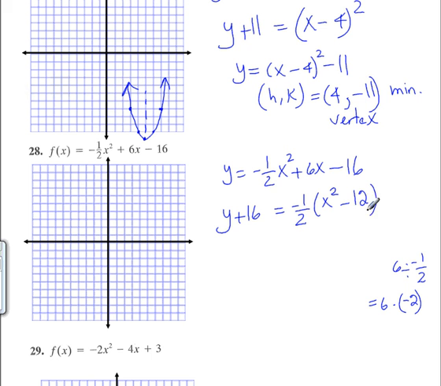To double check your work, you distribute this and make sure we do get what we started off with. Negative times negative is positive, and 12 times 1/2 is 6.